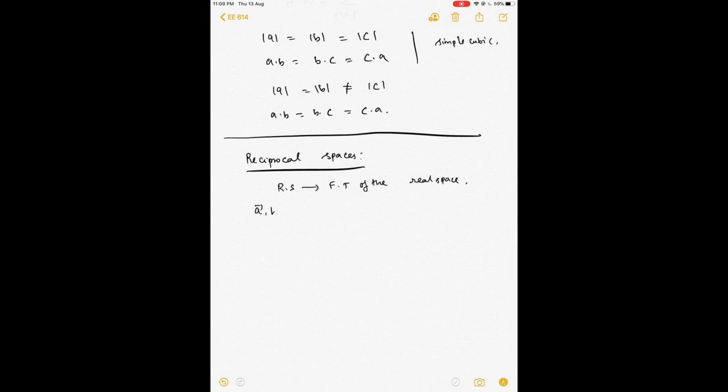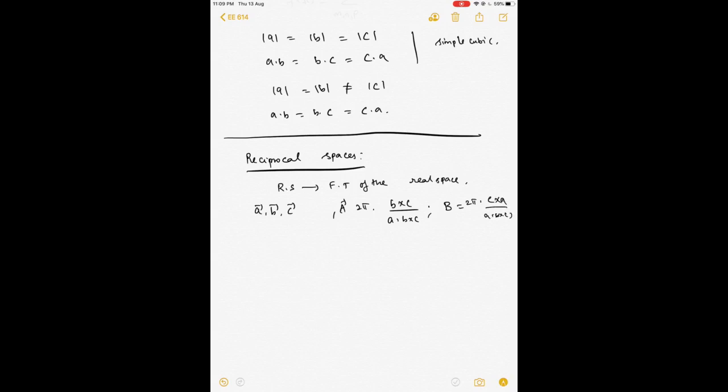If we have the vectors a, b and c as real space unit vectors, then the reciprocal space vector is thought to be 2 pi b cross c by a dot b cross c, and so on and so forth. We would have taken these as the reciprocal space vectors. Let's say I have a like this, b is 2 pi c cross a by a dot b cross c.